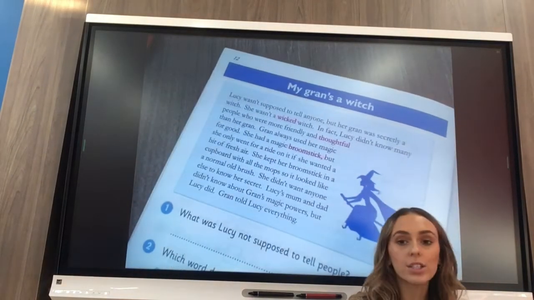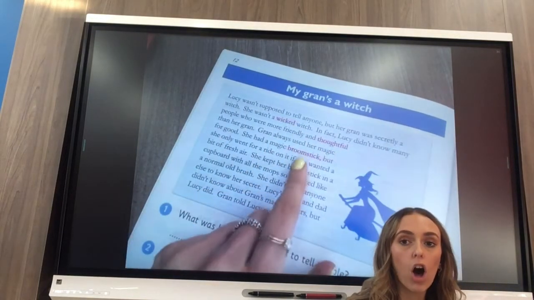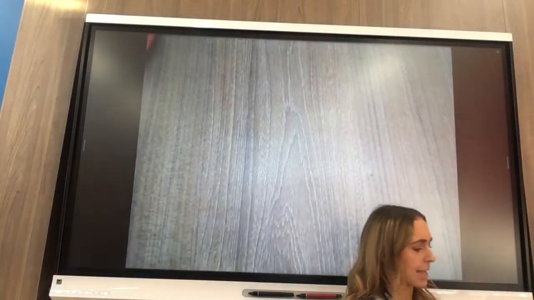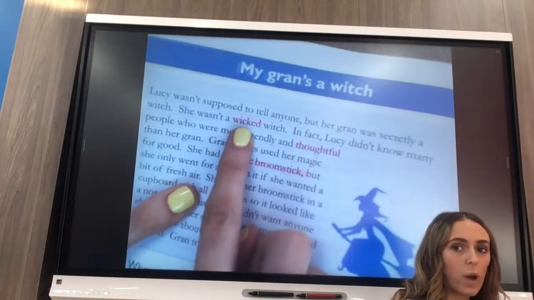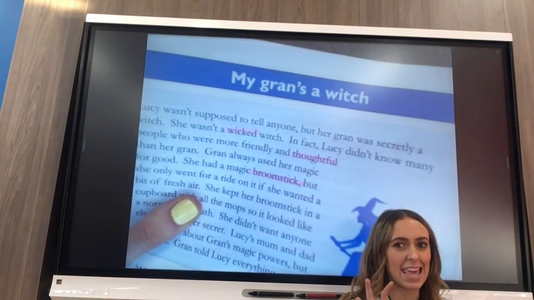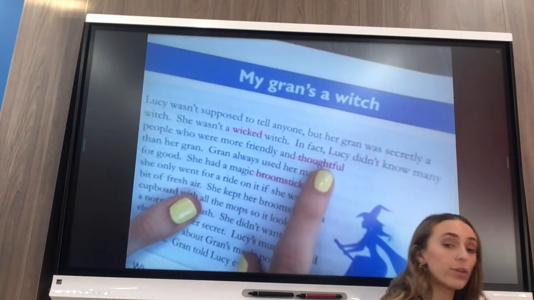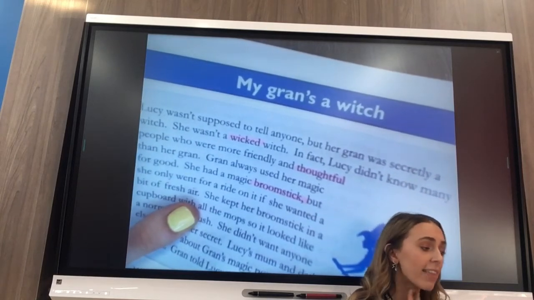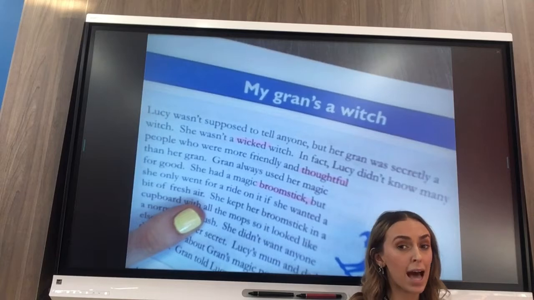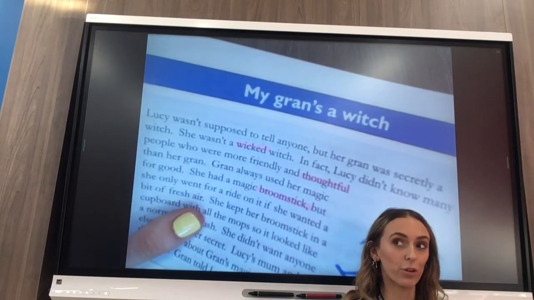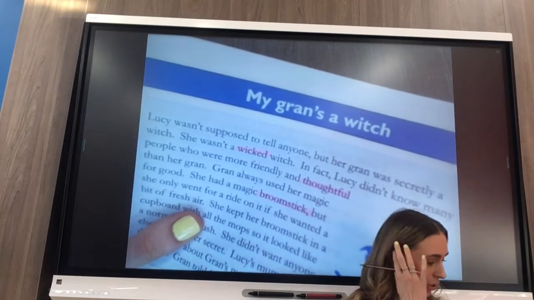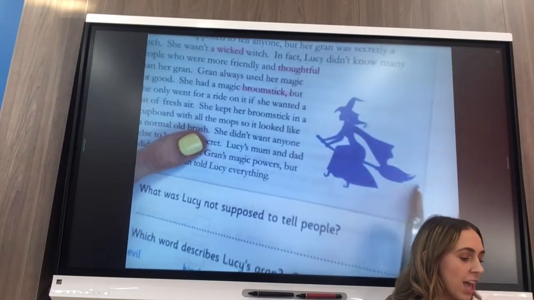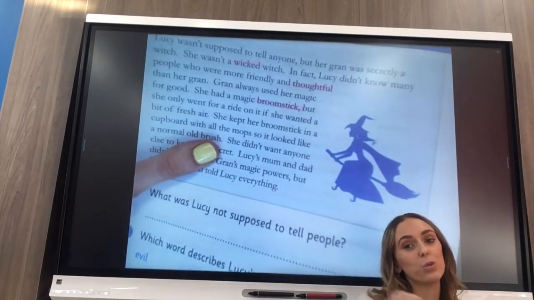Okay. What I've done is I've highlighted some of my difficult vocabulary, which I might not know what means. Okay, so I've got wicked. So wicked just means you're a little bit evil. Okay. Thoughtful. Thoughtful is an adjective to describe somebody that thinks about other people a lot of the time. So for example, Santa is very thoughtful because he gives lots of presents to boys and girls across the world, doesn't he? And then we've got broomstick. If you're not sure what a broomstick is, witches fly on them, or you can use them to sweep the floor with.